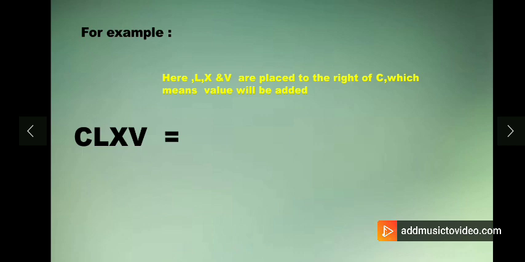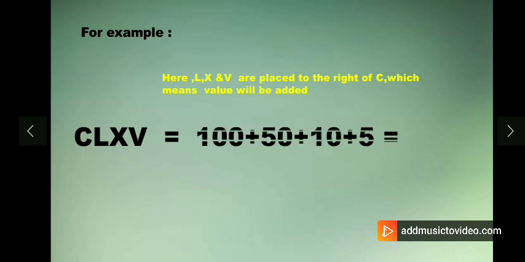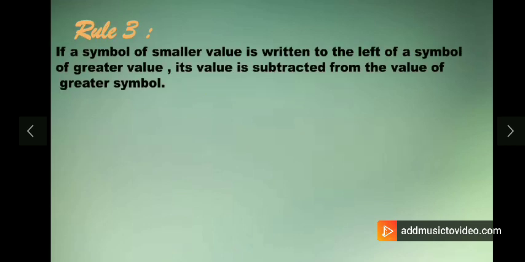CLXV. Here again, L, X and V are placed to the right of C. So again the values will be added, which will give us 100 plus 50 plus 10 plus 5, that is 165.